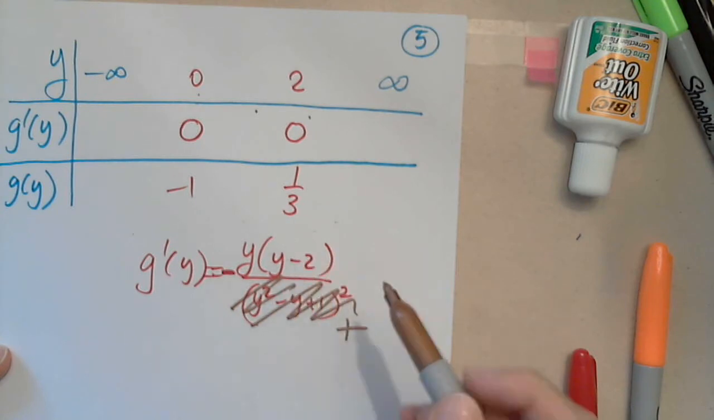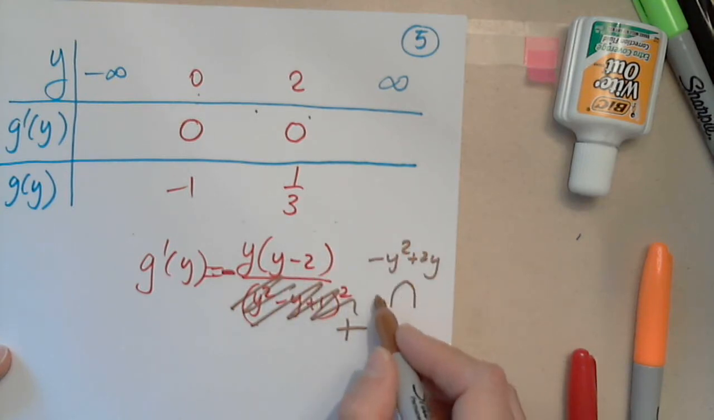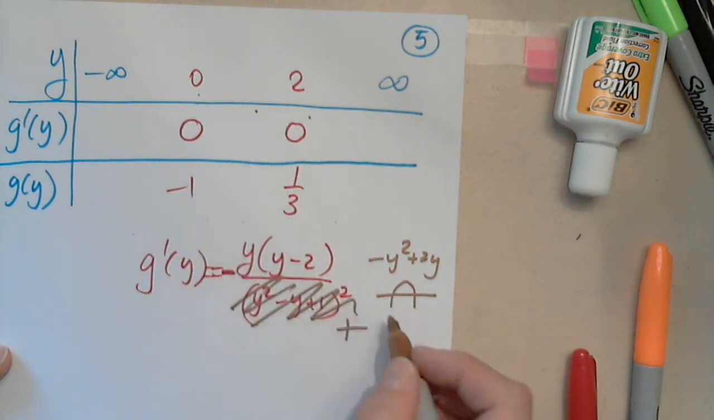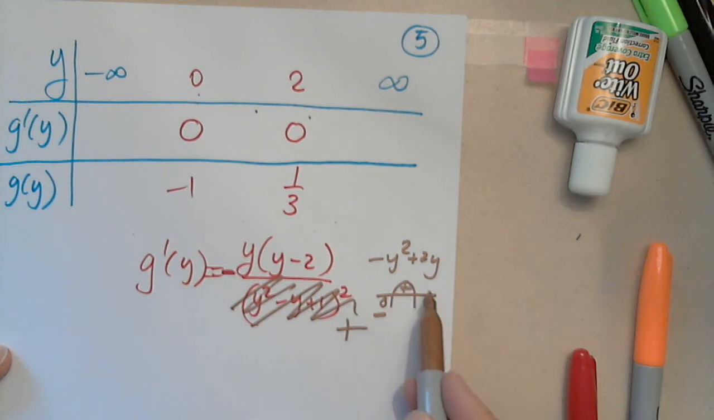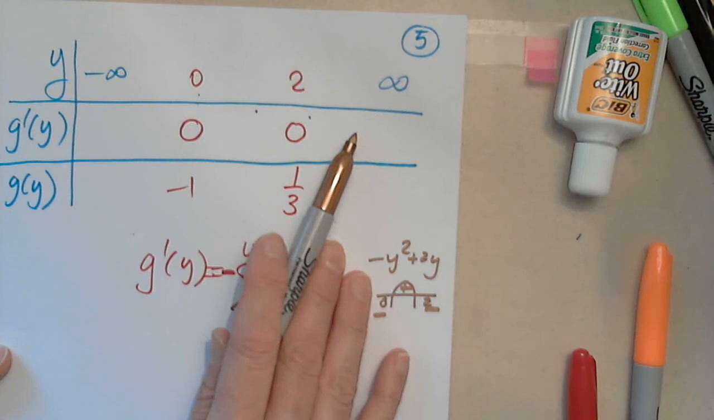I know that this function is quadratic, right? It is negative y squared plus 2y. It definitely has a maximum. I know it crosses at 0 and 2. So the sequence of signs must be this: negative here, positive here, negative here.